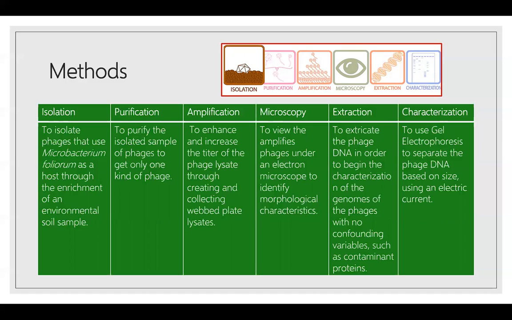Then we viewed the phage through electron transmission microscopy. And then we extracted the phage DNA in order to begin the characterization of the genomes. And then we characterized them using the DNA restriction digest and gel electrophoresis, which separates the phage DNA based on size using an electric current.